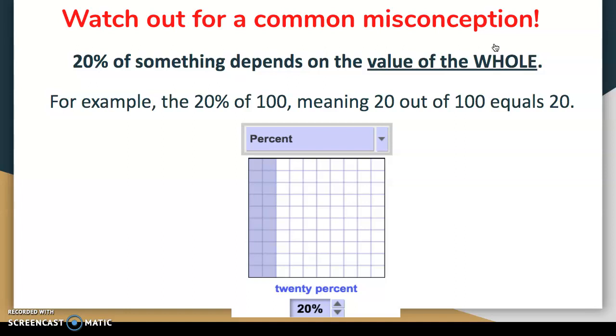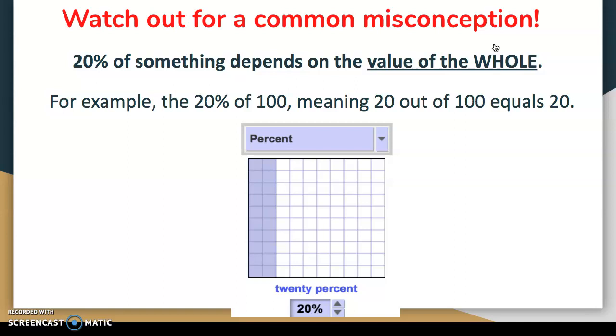There is a very common misconception among students when they hear 20%. Sometimes they think 20% might mean 20, but this all depends on the value of your whole. So if you have 20% of 100, that means 20 out of 100 equal pieces, which is 20. But that might change if your whole is not 100.